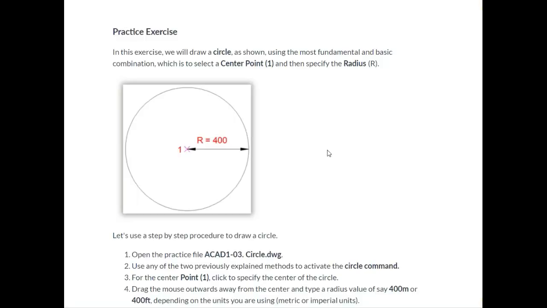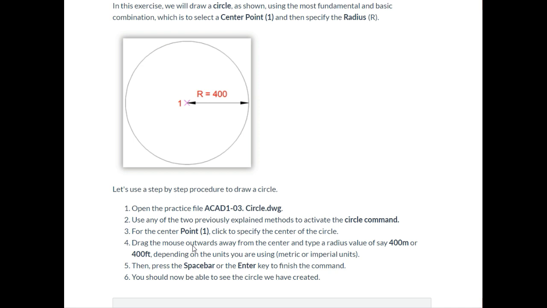In this exercise we will draw a circle as shown using the most fundamental and basic combination, which is to select a center point and then specify the radius. Let us use a step-by-step procedure to draw a circle. First, open the practice file or open the AutoCAD software. Use any of the two previously explained methods to activate the circle command, either the ribbon method or from the command bar.